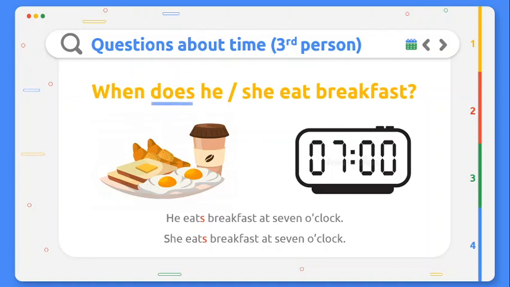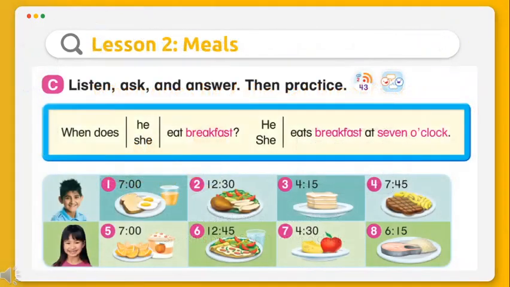Then, it's important to check this. If you remember in this last slide, I underlined the word do. In this case, my auxiliary is gonna be does. Check this chart in which we are using the questions about when do you or when does he or when does she eat breakfast. Page 67. C. Listen, ask, and answer.